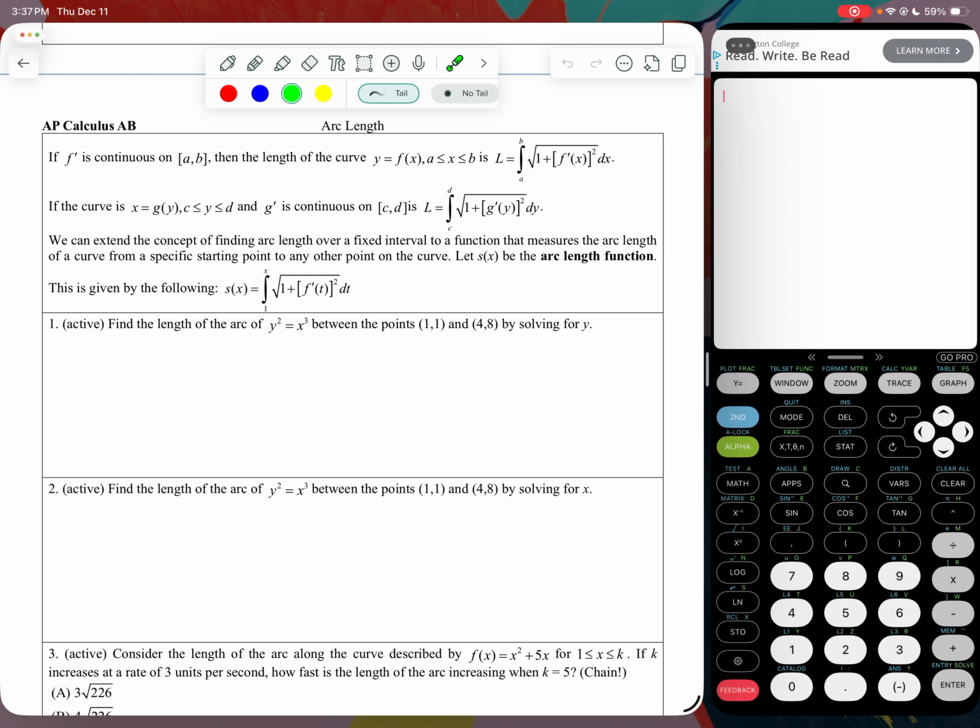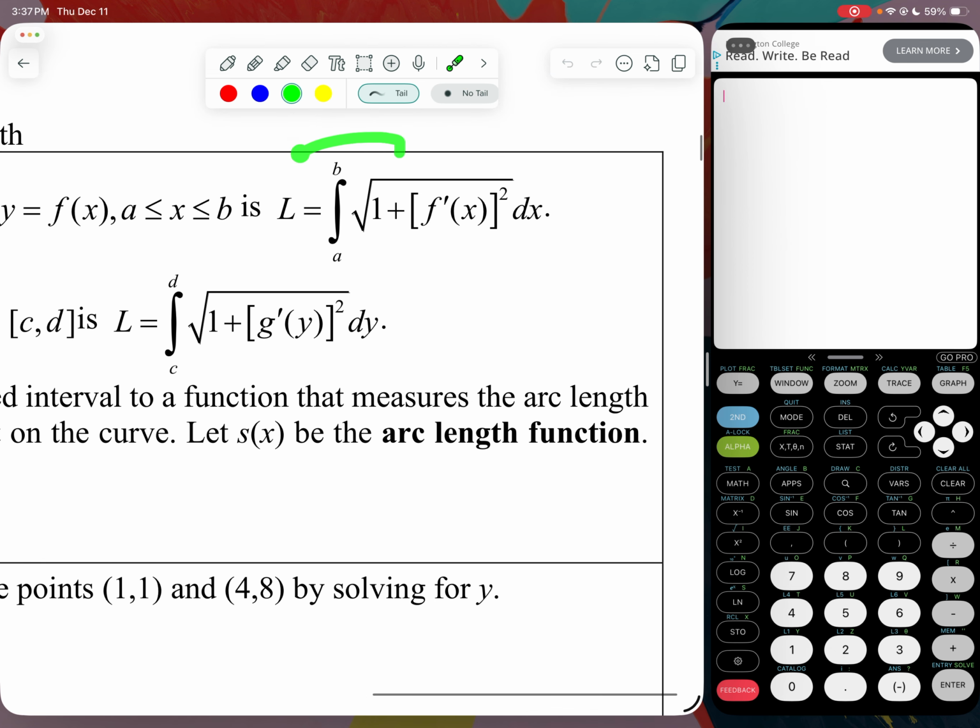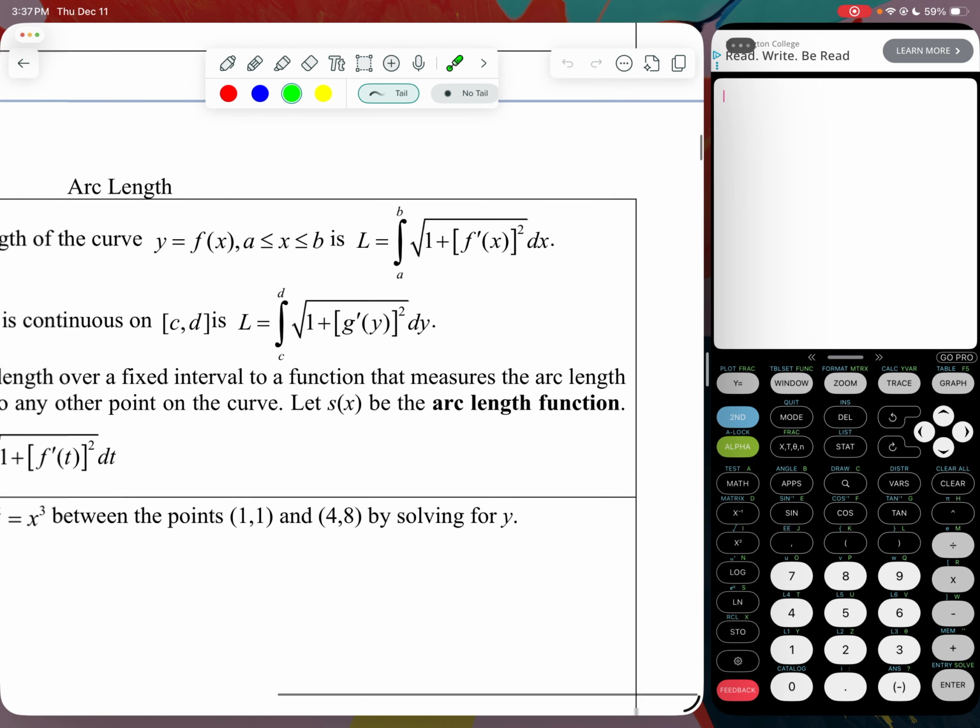Alrighty, in this video we are going to be talking about arc length, or the length of the curve. There's one formula that you really need to know. It's this formula right here. The integral from a to b of the square root of 1 plus the derivative squared, given that the derivative is continuous from a to b. If the derivative is not continuous from a to b, then you can't use arc length.